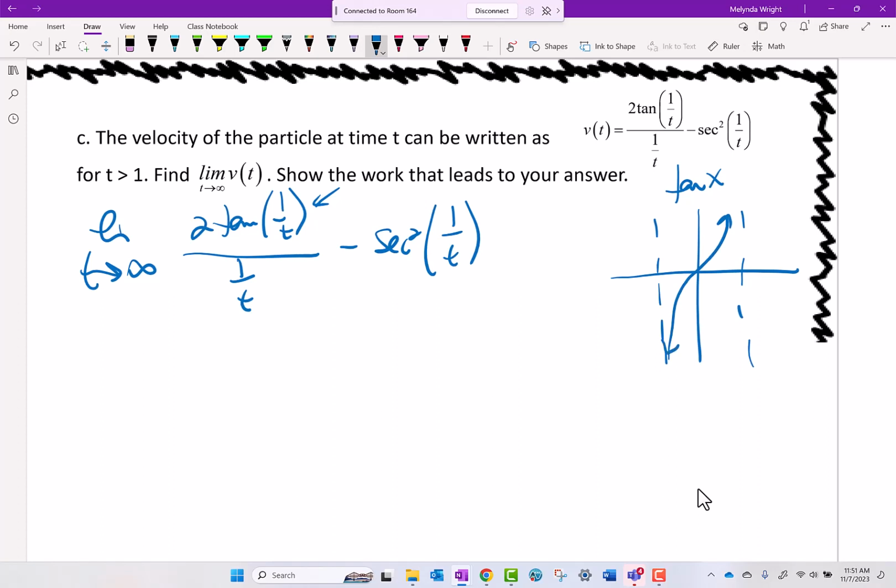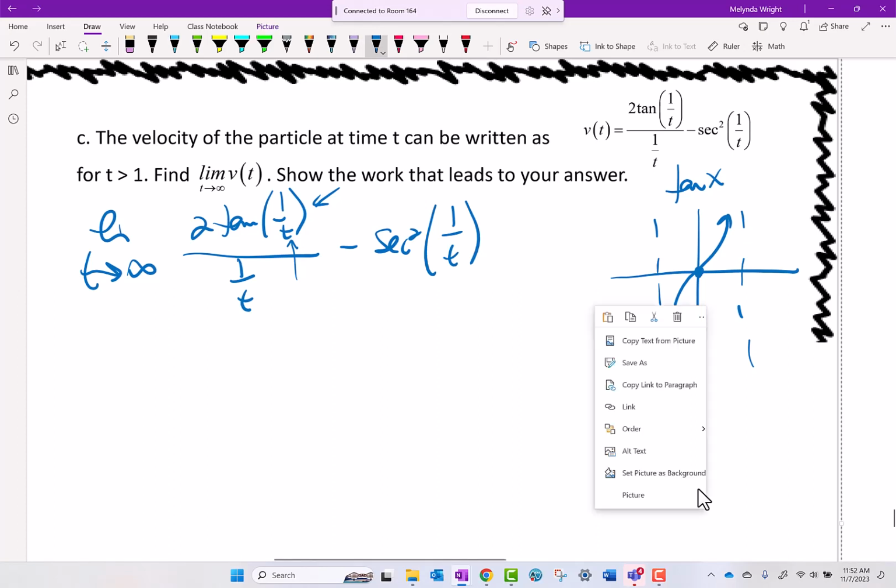So as this bottom number becomes bigger and bigger, the fraction tends to 0. What is tangent of 0? It's 0. Okay, so I'm going to get a 0 in the numerator. As this 1 over t gets larger and larger, what is 1 over t going to tend to? 0. It's going to be 0 over 0. So this is 0 over 0. Let's see what this would be.